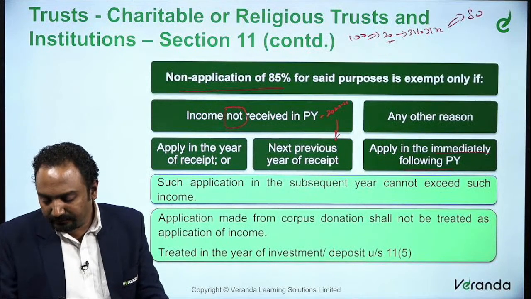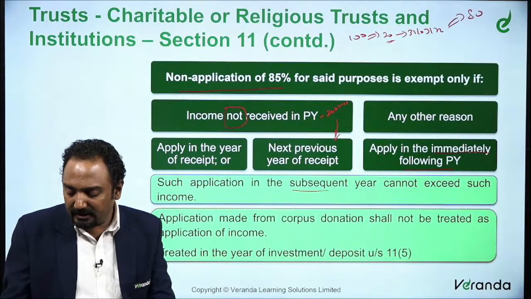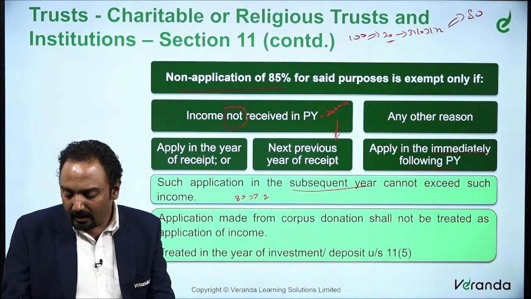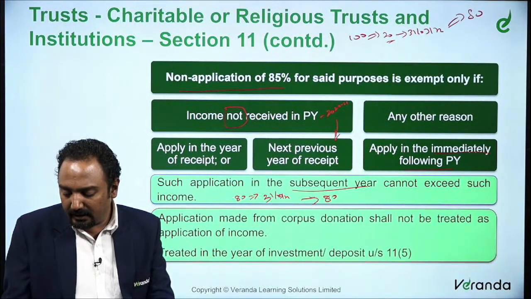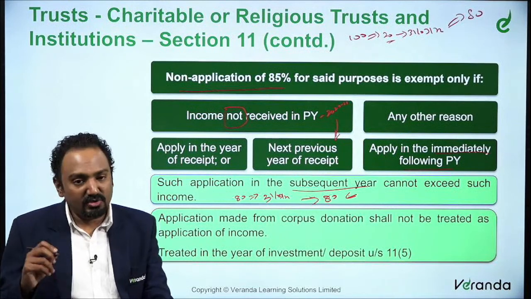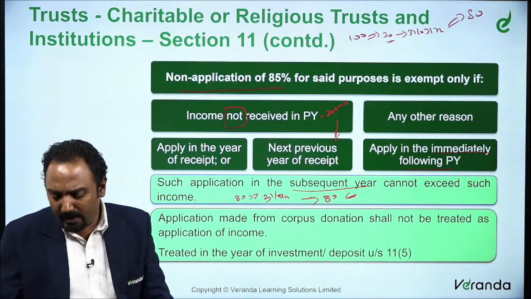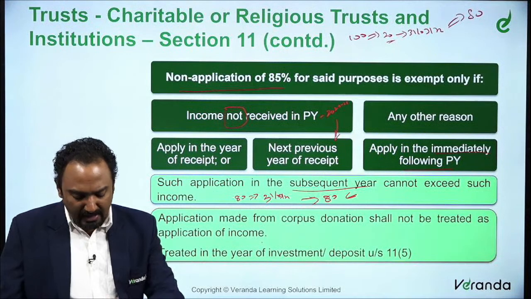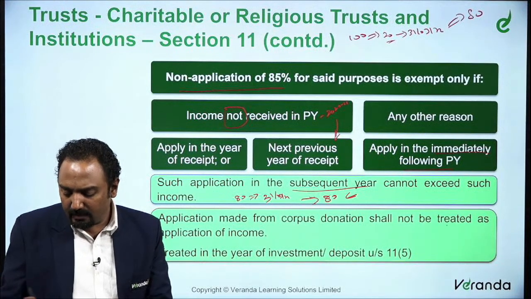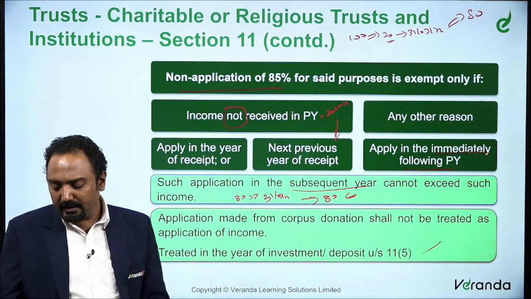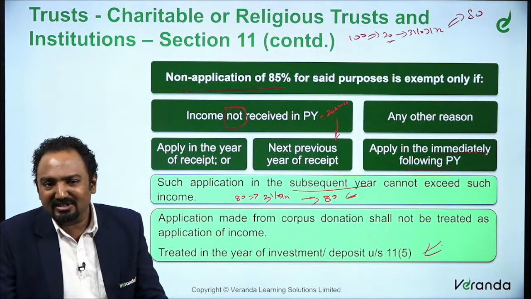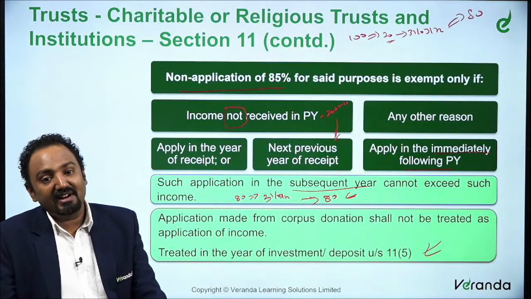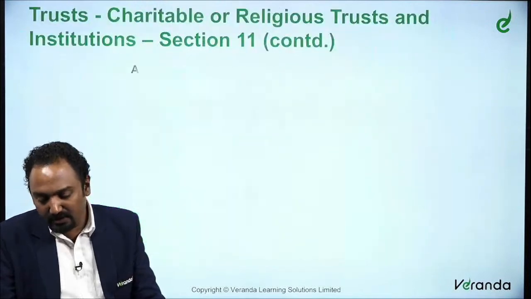So that's what it is. And that such application, if your actual whatever you should have applied is 80, which has come on let's say 31/3/22. Now what can be spent here, what can be considered as an application is only 80. Of course, it cannot go beyond 80. So application made from corpus donation shall not be treated as an application income. It shall be treated as application only in the year in which it is invested under section 11 subsection 5. So that's what it is all about.